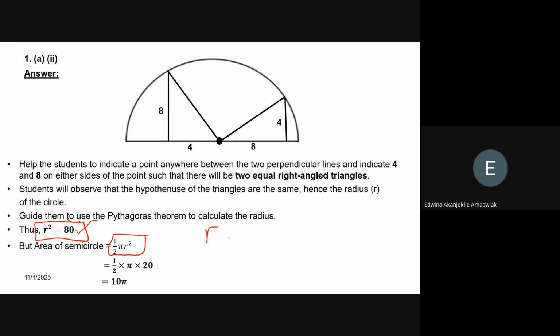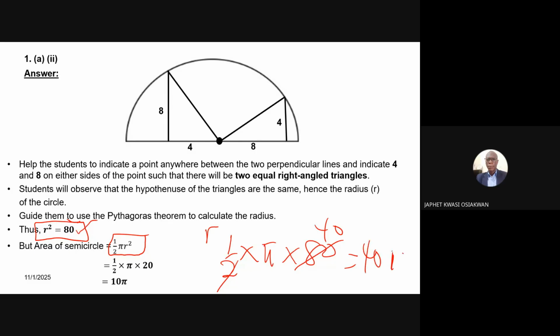Half of 80 is 40. So it was a computational error, not a procedure error. So we have half times pi times 80. The 2 will go into 80 forty times, so that will give us 40 pi. Correct that. Thank you.